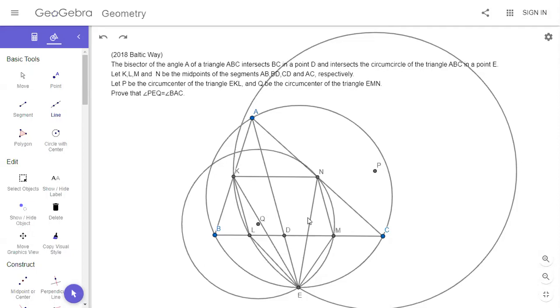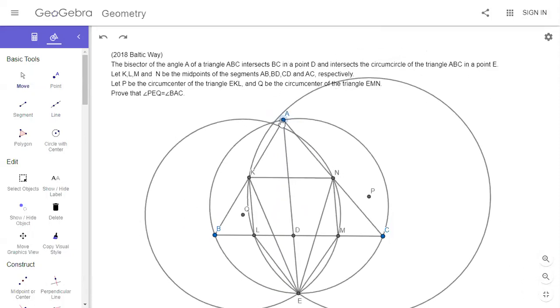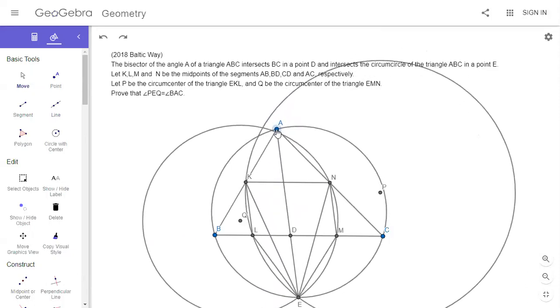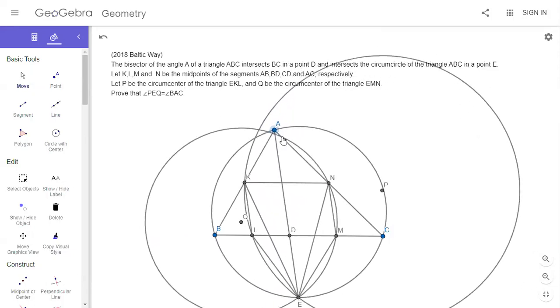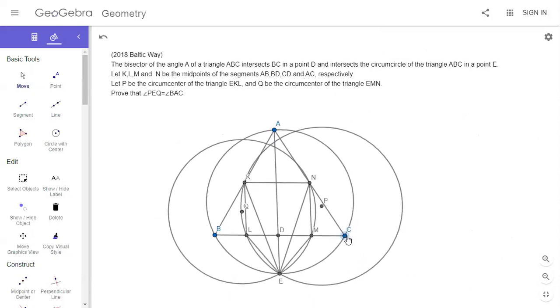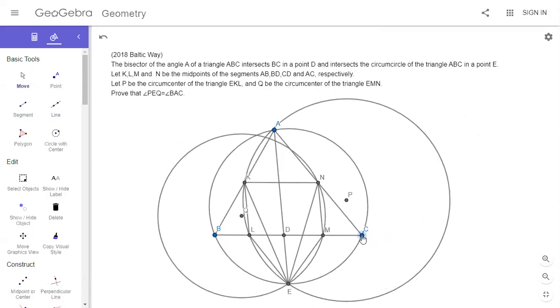Yeah, I really have very few ideas on this so far. Let's see. Maybe I could try drawing it a little differently. Maybe that might... Yeah, it's hard to. Yeah, I just needed a smaller triangle ABC.